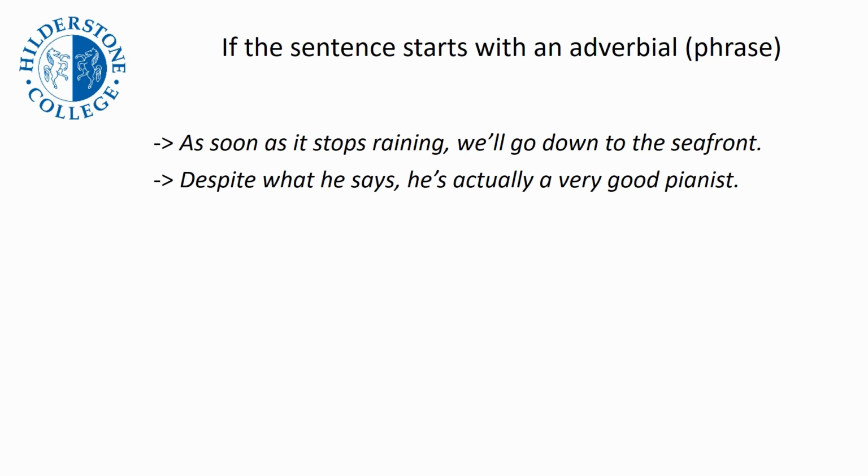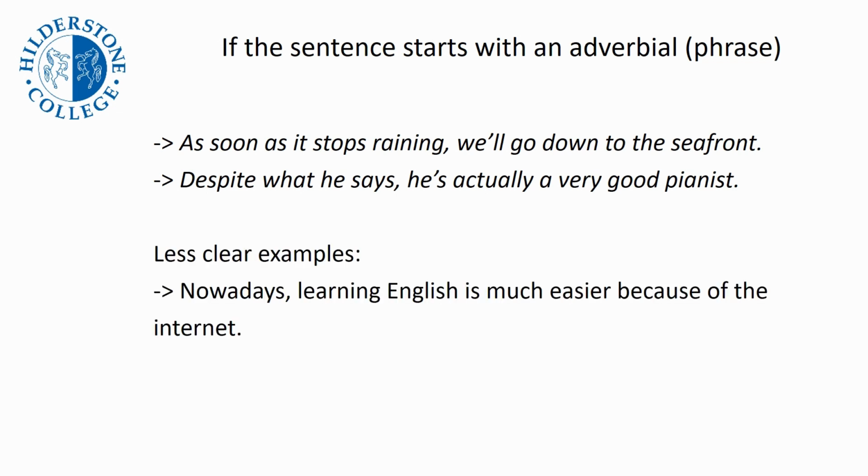So there you can see before the main subject and the main part of the verb, the "we" or the "he", we have an extra part of the sentence that wouldn't make sense on its own. You couldn't just say, "As soon as it stops raining," because the next question would be, well, what? And equally, you couldn't say, "Despite what he says," because you need the next part of the sentence, and that's marked with a comma. Now, there are some less clear examples, like these.